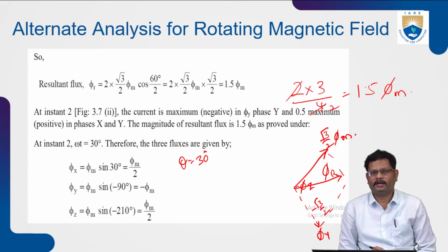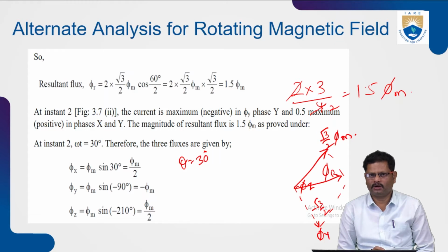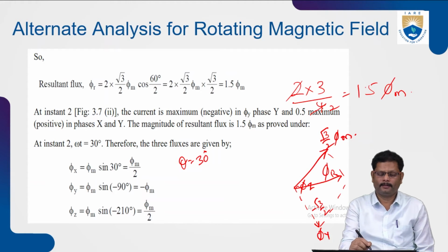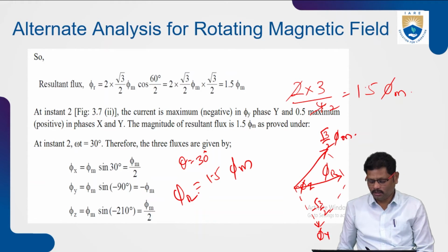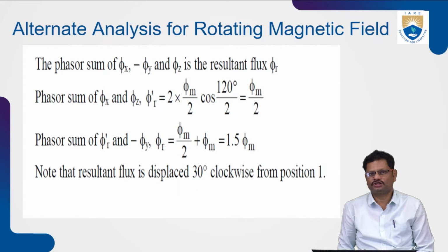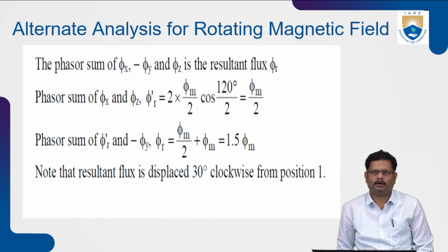Similarly, we get the fluxes in the x, y, z phases. In one phase the value will be 0, in another phase the value will be minus root 3 by 2, and in another phase the value will be plus root 3 by 2. So the resultant is again 1.5 times the maximum flux. And if we consider theta value 60, 90, 120, 180, 270, 360, the same values: 1.5 times phi max will be the final resultant value.